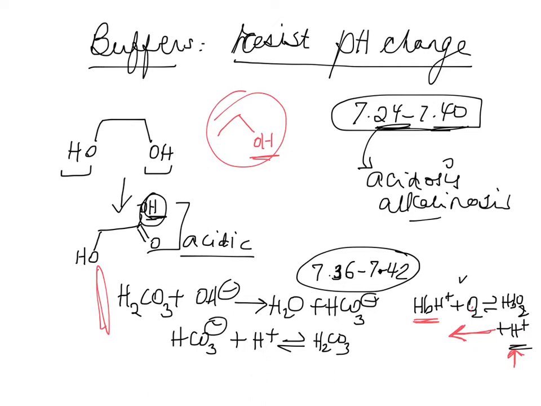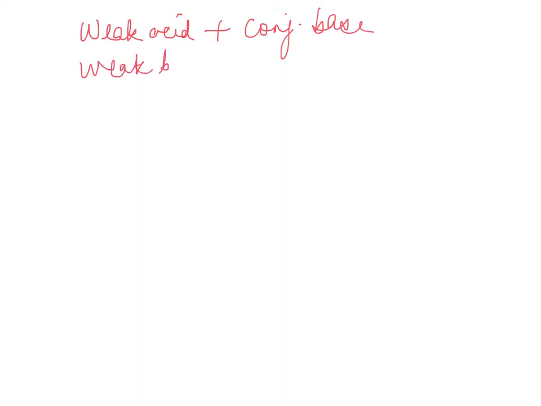Now, you might ask, what does the buffer contain, and how does the buffering action take place? Like I said earlier, a buffer contains a weak acid and its conjugate base, or it could contain a weak base and its conjugate acid. So either it will contain a weak acid with its conjugate base, or it would contain a weak base with the conjugate acid. Both of those can act as buffers.